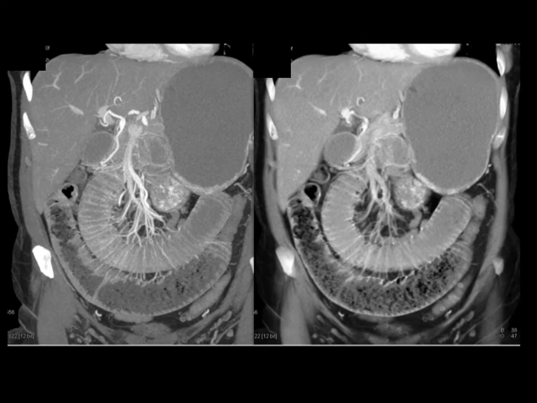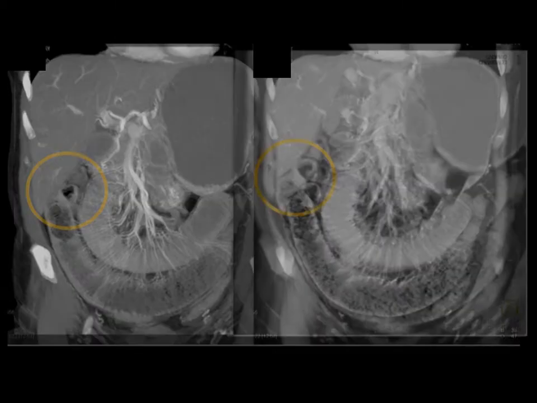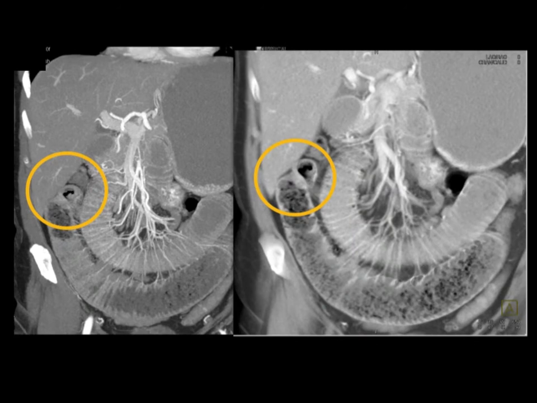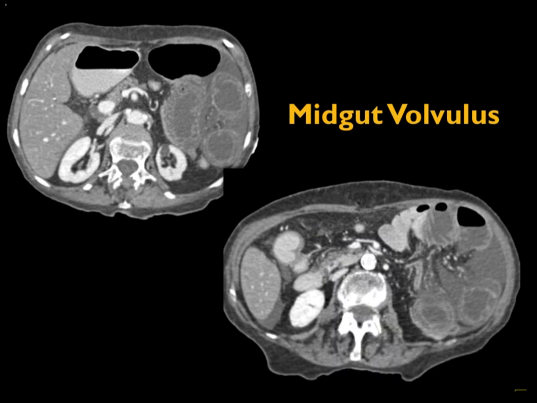At the transition point, as we go through and as I circle it for you, you don't see a mass, but you see what looks like a beak. That's a great example of a transition due to adhesions. Easy to make the diagnosis. You very nicely see the mesenteric vessels are patent. There's no evidence of ischemia. You can look at this next case.